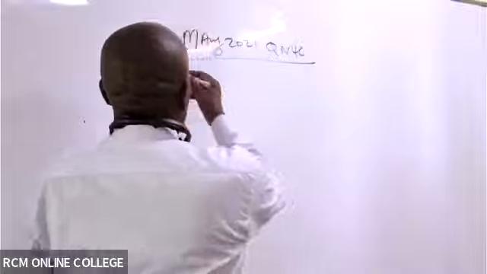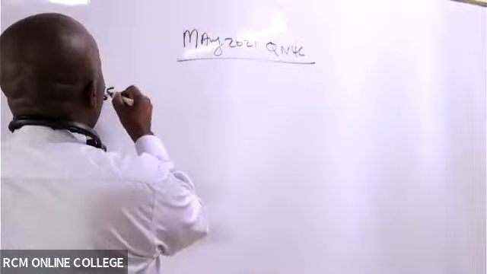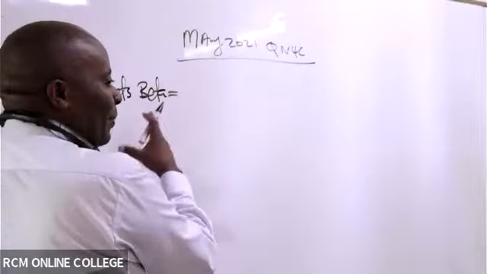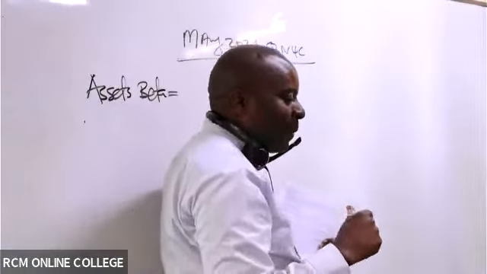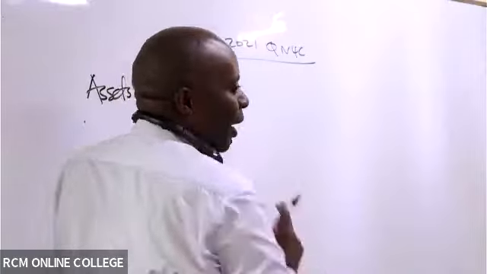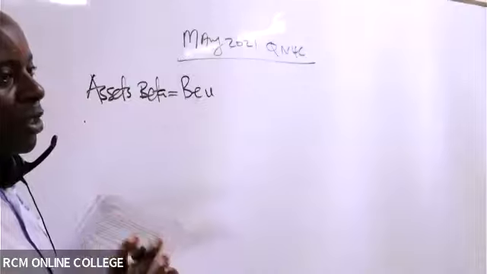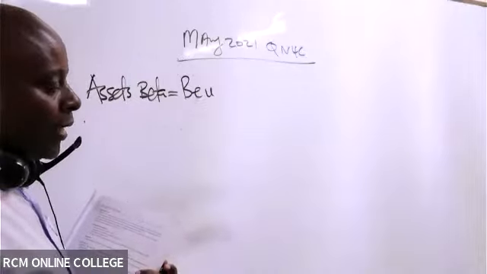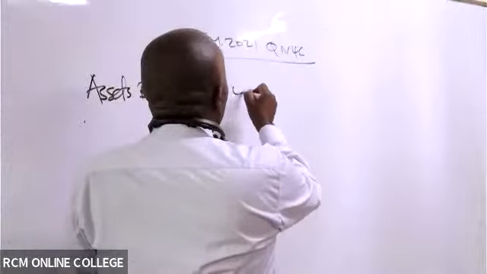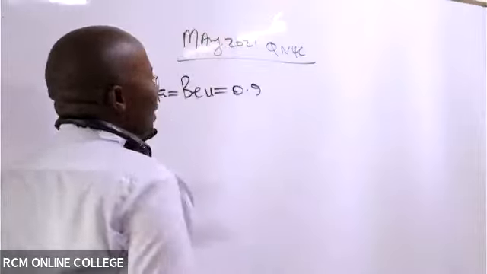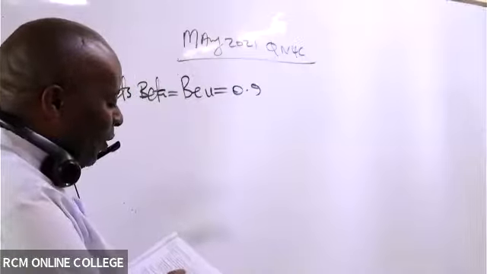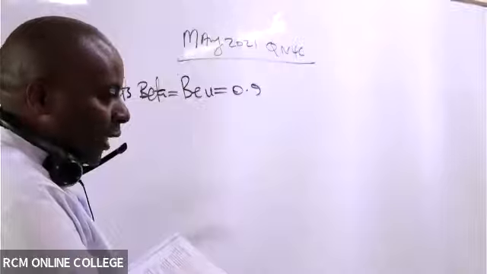Key things. They have given me assets beta. Assets beta, we gave it some other special name: BEU, beta equity over unlevered organization. So this BEU is the one they have given us as 0.9. You can see up there that the company has an asset beta of 0.9.